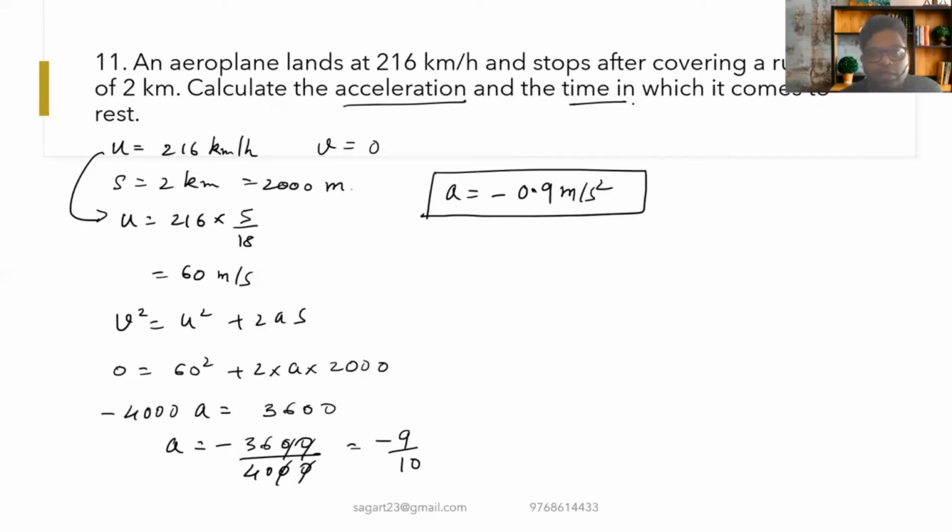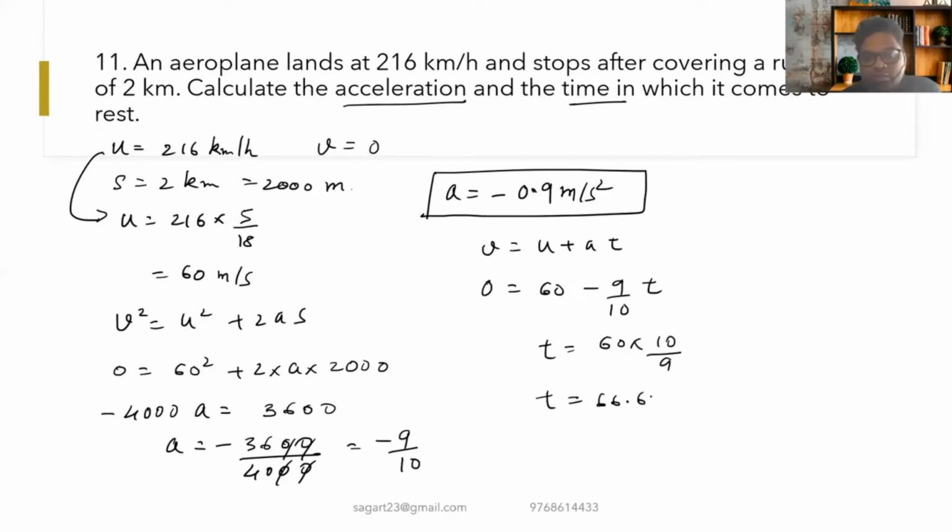Okay, now find the time. So v is equal to u plus at. So v is 0, u is 60, and a is minus 9 by 10 t. So t will be 60 into 10 upon 9. So that will be 66.67 seconds. That much time it takes.